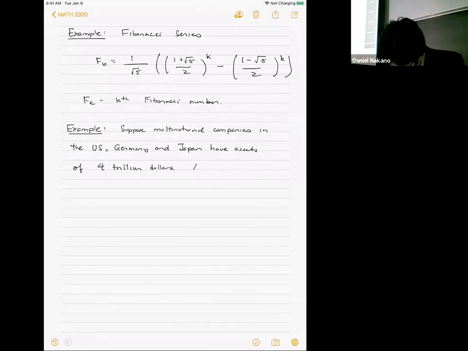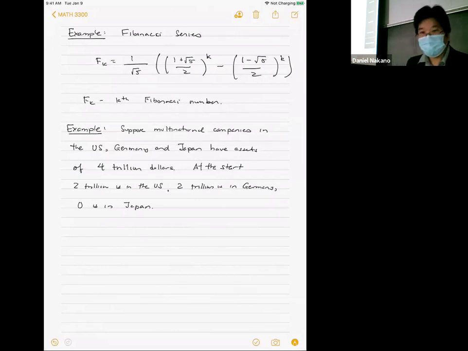At the start, 2 trillion is in the US, 2 trillion is in Germany, and 0 is in Japan. That's the initial value condition, and we'll write that out in a second.